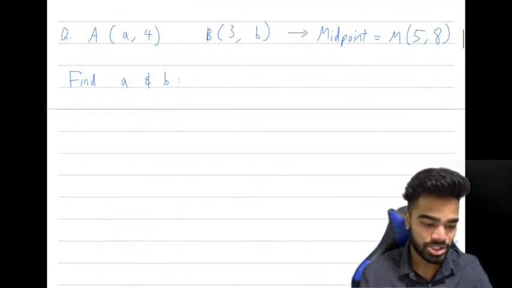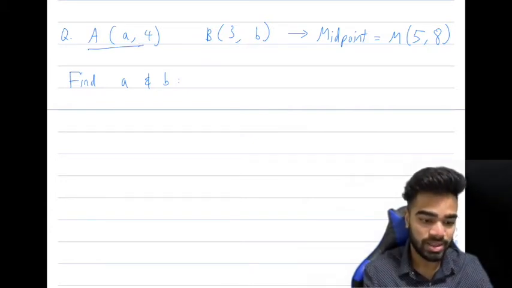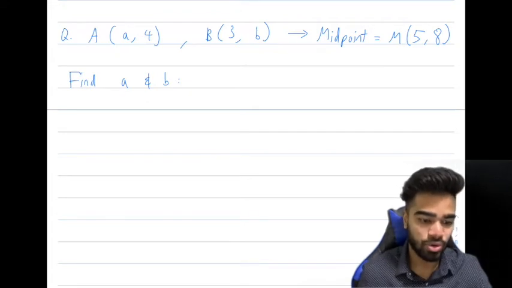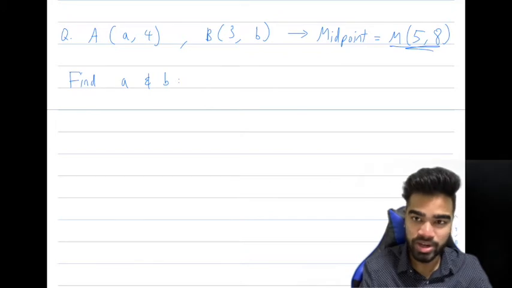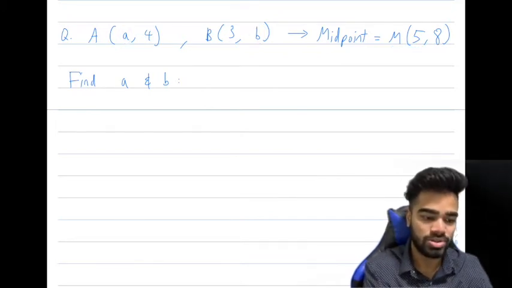Now, the question might also ask us something like this. They're going to give us the two original coordinates with a variable inside them. So read the question. A has coordinates a and 4. B has coordinates 3 and b. And this time they're telling us the midpoint is 5 and 8. They're asking us to find the coordinates of A and the coordinates of B.